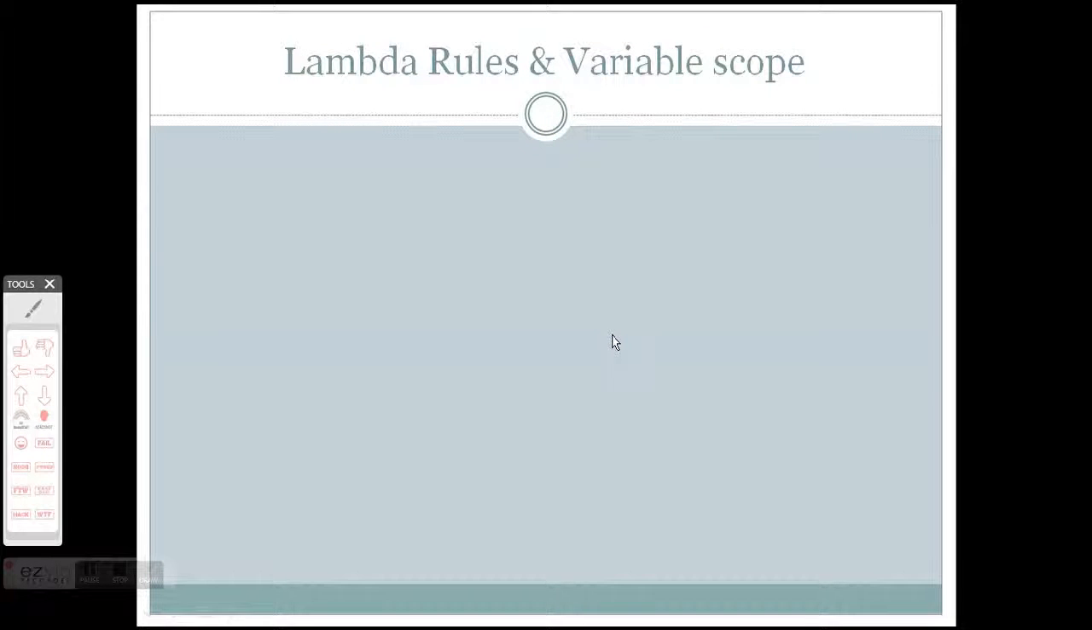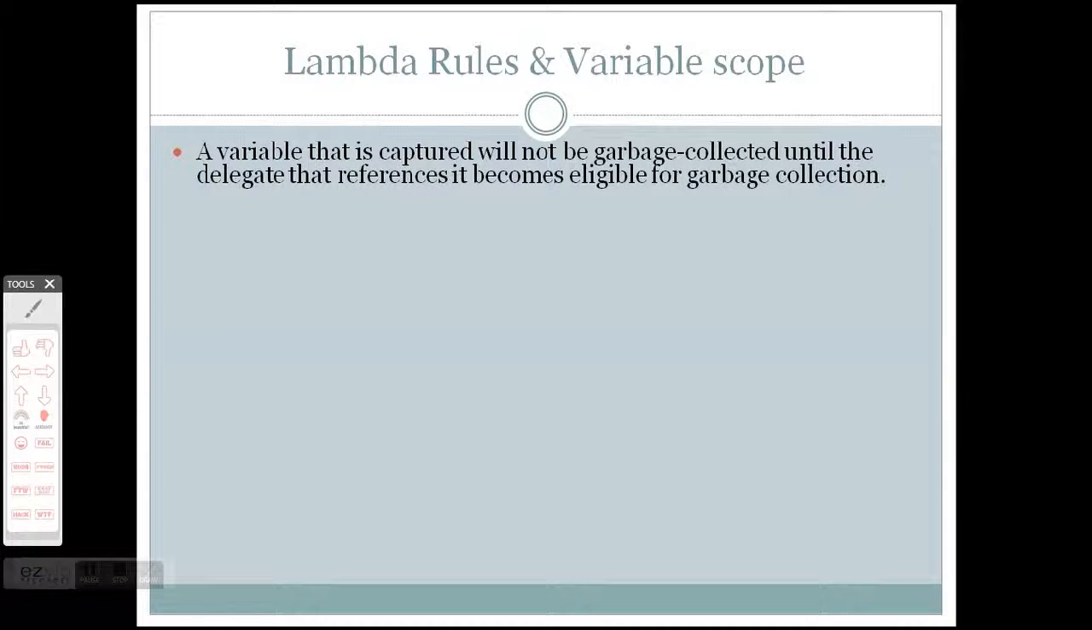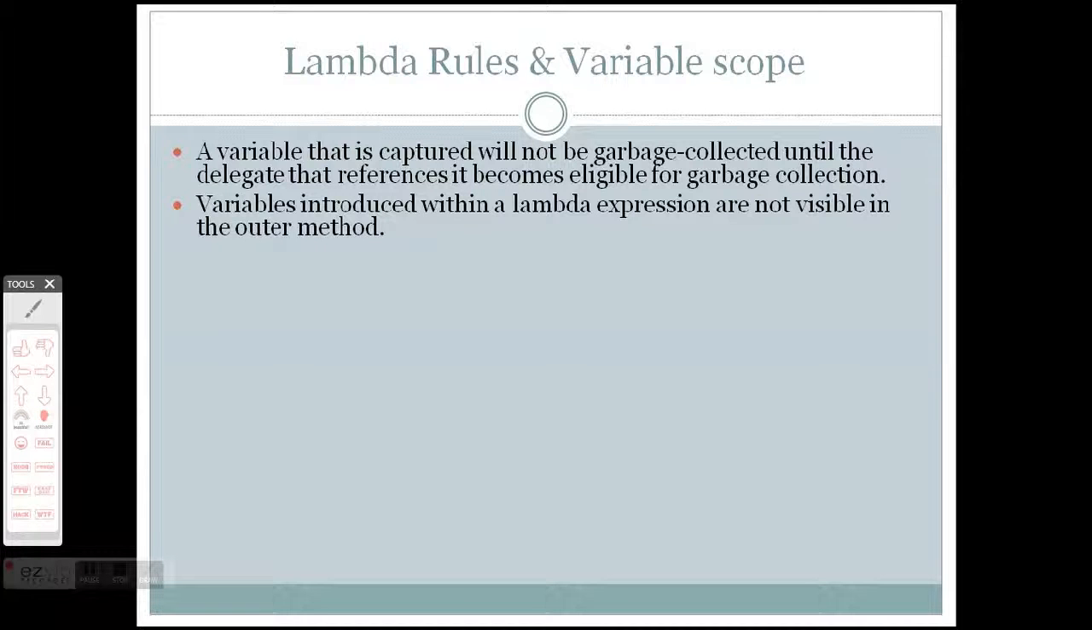Let's also look at the lambda rules and the scope of variables while working with lambda expressions. A variable that is captured will not be garbage collected until the delegate that references it becomes eligible for garbage collection. The second point is variables introduced within a lambda expression are not visible in the outer method, but if a method that encloses a lambda expression has some variables declared in the scope of the function, those would be accessible within the lambda.